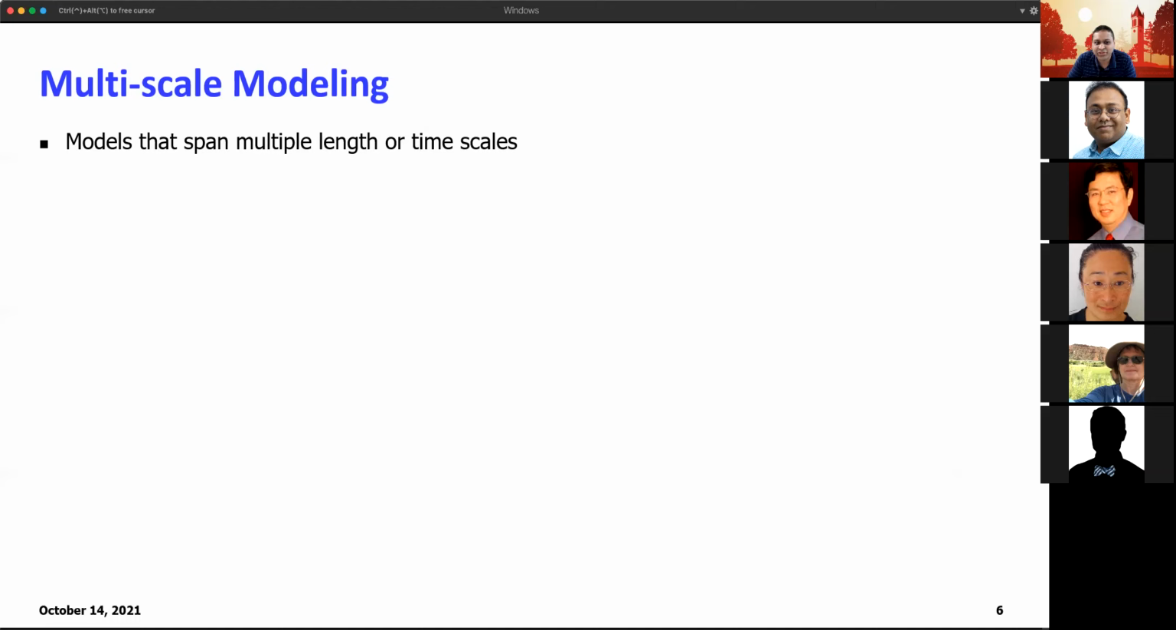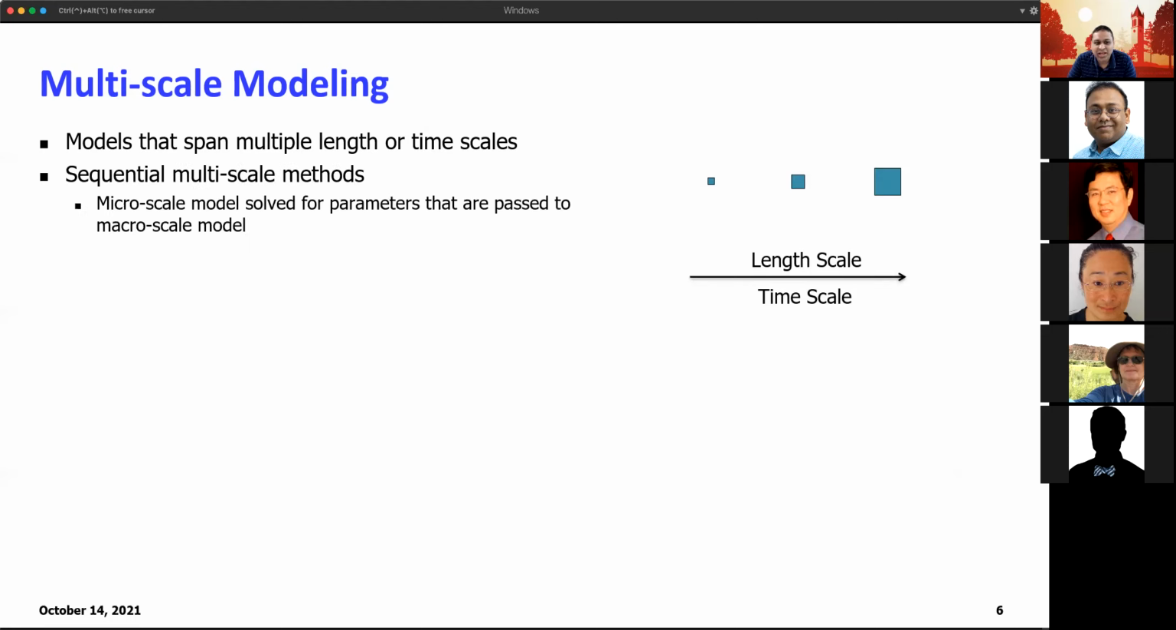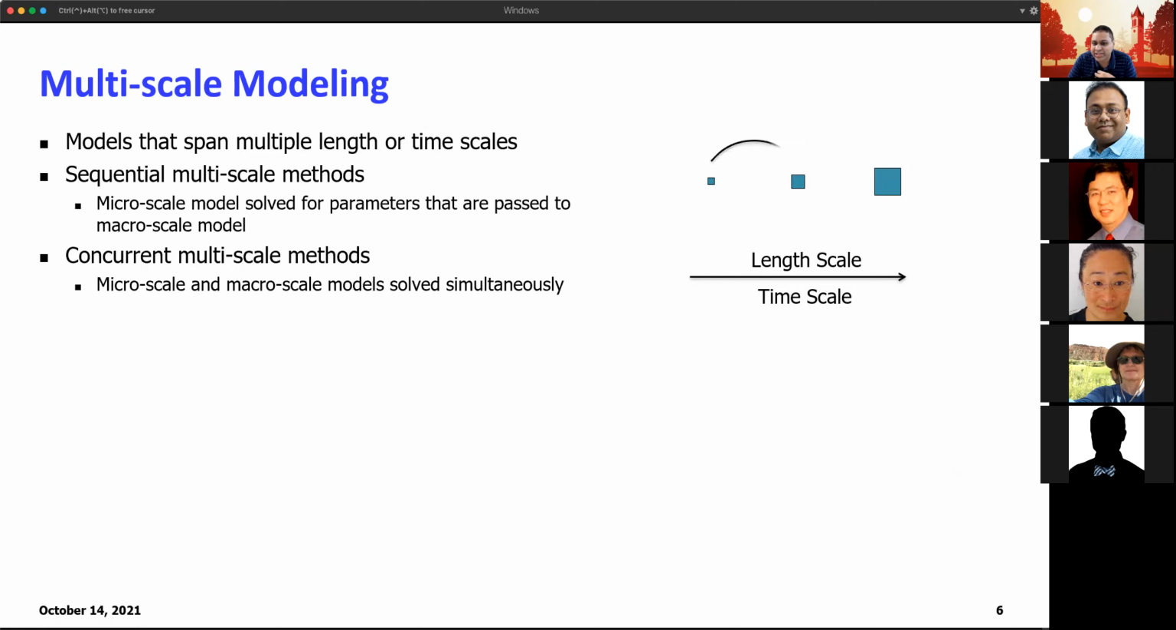And one of the tools that we use is what is called multi-scale modeling. So these are models that span both length and time scales. You can see that in modeling the heart, you have to model from the smallest cells all the way to the organ level. And you can model them either sequentially, going from one scale to another, or in a concurrent manner, where you solve the smaller scale model first and then go to larger scale models.